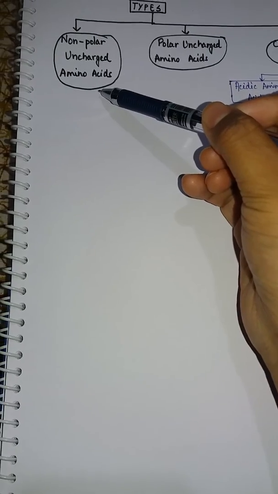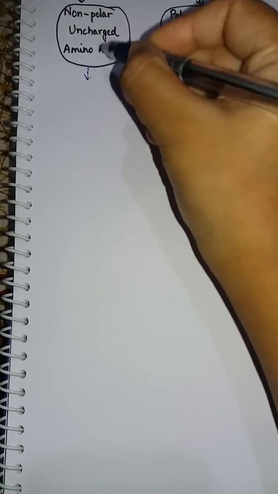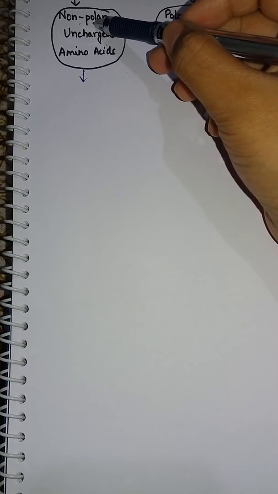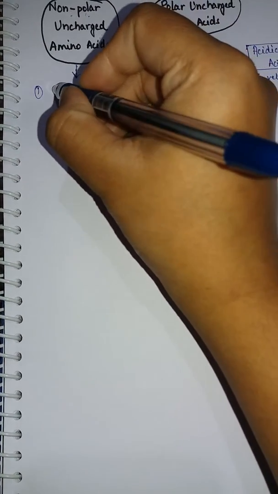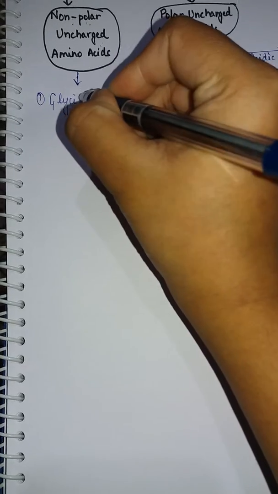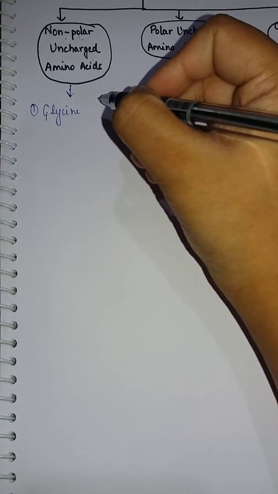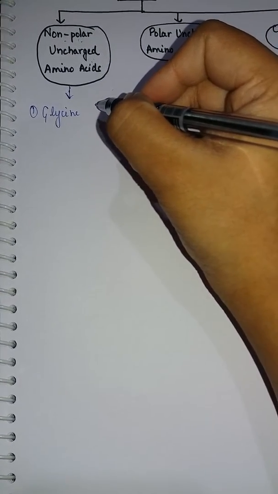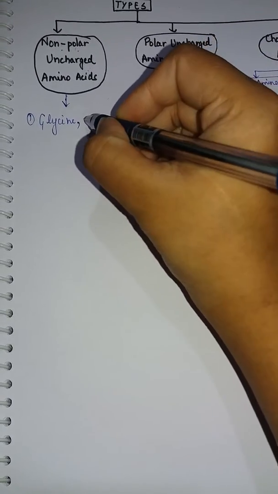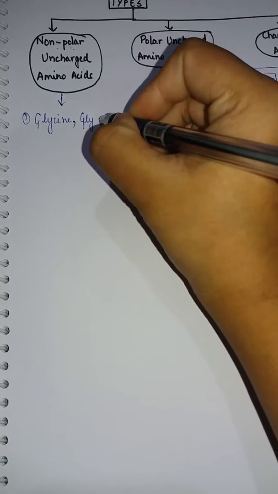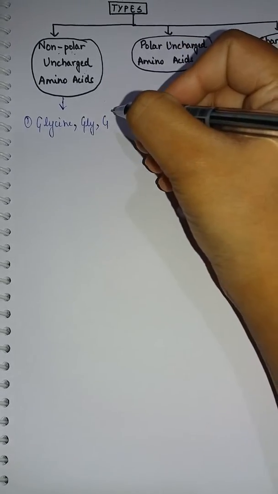So let's start with the non-polar uncharged amino acids. As the name suggests, they are non-polar and they are uncharged. They are not having any charge and they are not having any poles. So in this, the amino acids which come under this category are glycine. So generally in this video we will be discussing the types and the one letter code as well as three letter code. So glycine is the first and it is the simplest amino acid. Its three letter code is GLY and the one letter code is G.